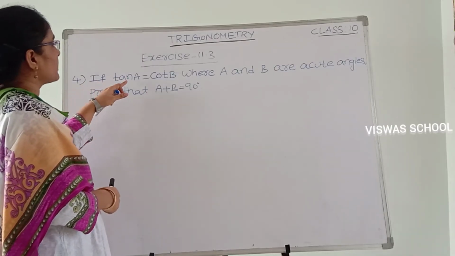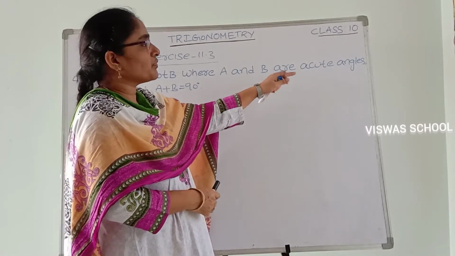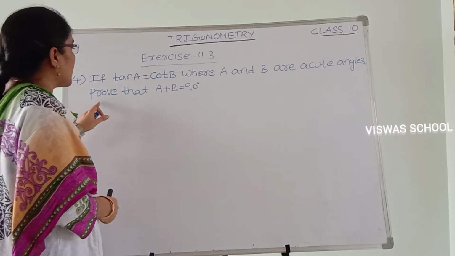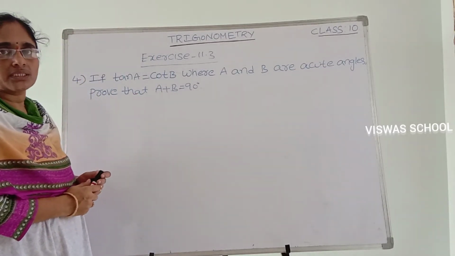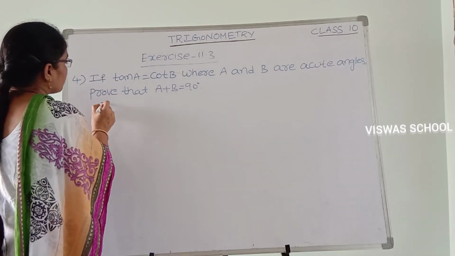Fourth problem: if tan A equals cot B, where A and B are acute angles, then prove that A plus B is equal to 90 degrees. That is, here tan A equals cot B.